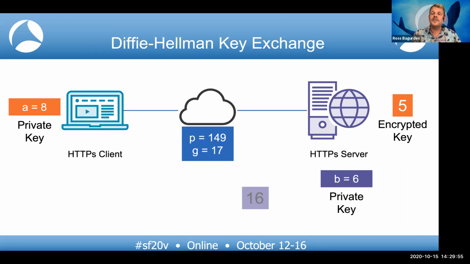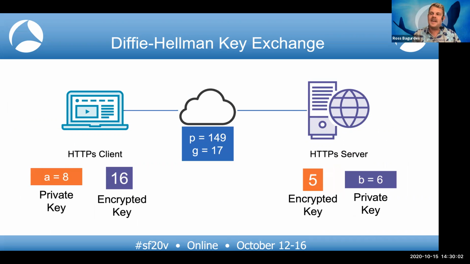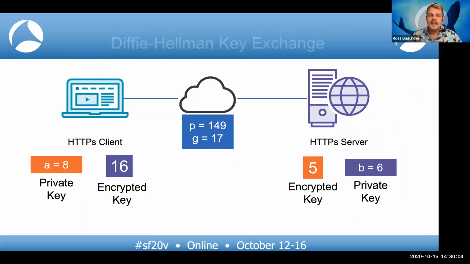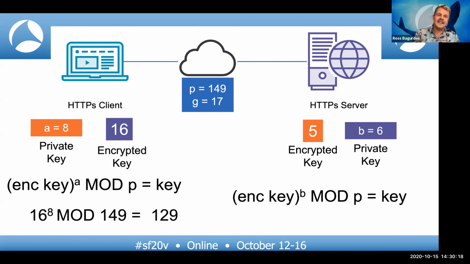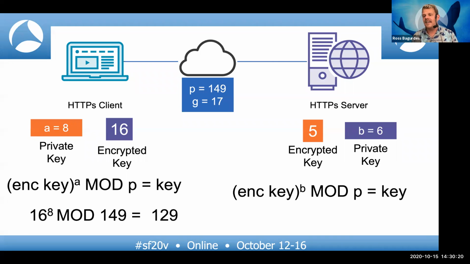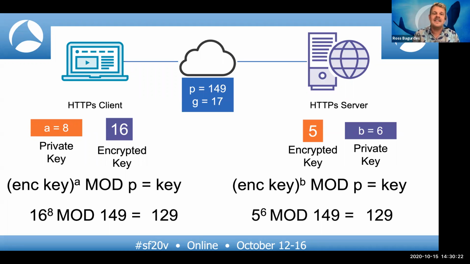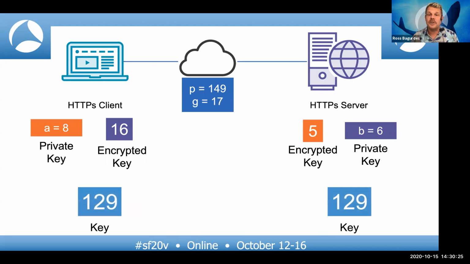So now the server sends its key, its encrypted key, over to the client, and now we're going to do the math that makes this all work. The math that makes this work here is we take the encrypted key that each device sent, we raise it to the power of the private key, mod P, from our public key. And when we do this, on the client side, we get 129, and on the server side, we get 129. Now 129 becomes our session key on both sides.